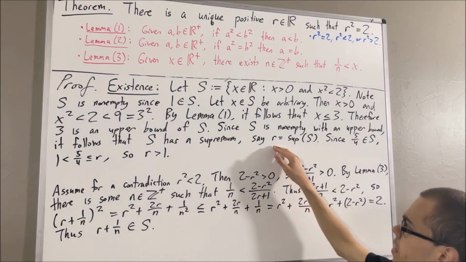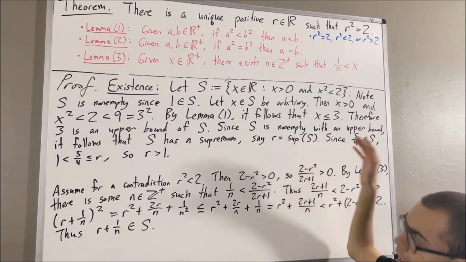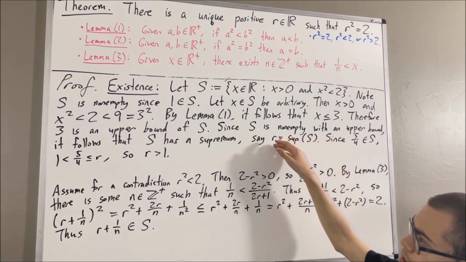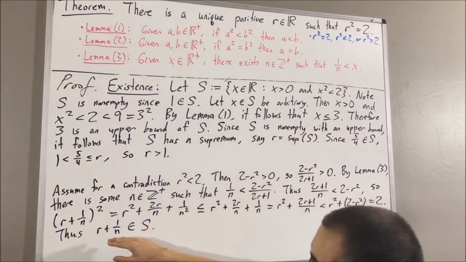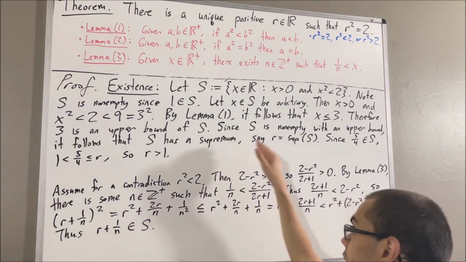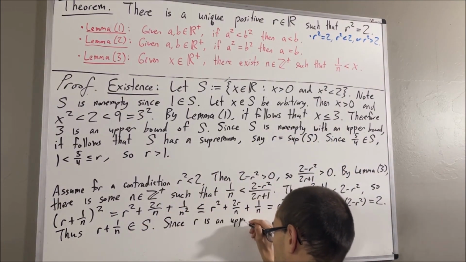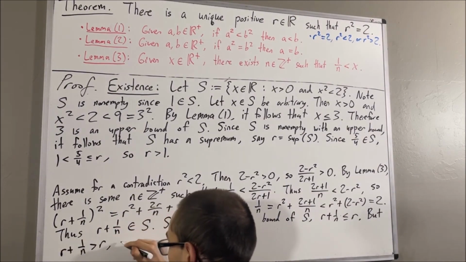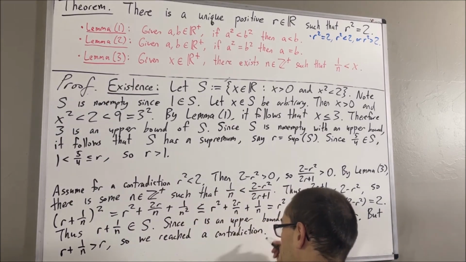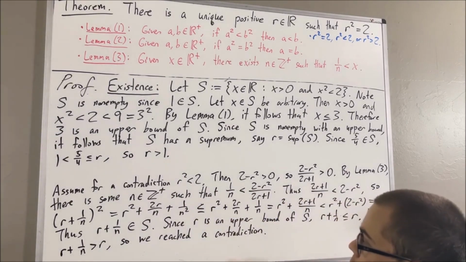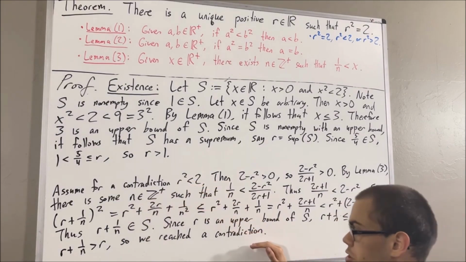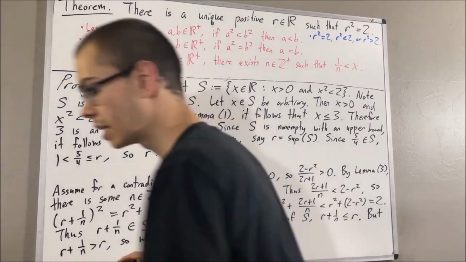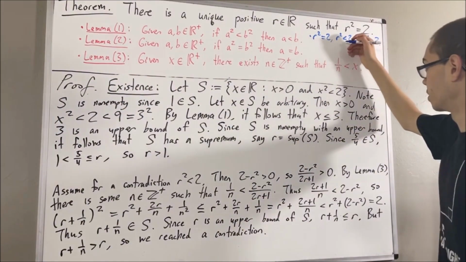But then, since r is an upper bound of S, this means that every element of S is less than or equal to r. So in particular, we must have that r plus 1 over n is less than or equal to r. But wait a minute, this is absurd, because we know that r plus 1 over n is greater than r. So we reached a contradiction. Our assumption that r squared is less than 2 led us to a contradiction, so we have eliminated the possibility that r squared is less than 2.